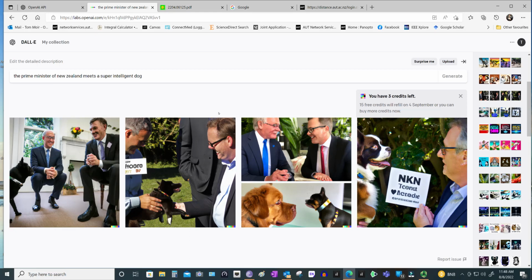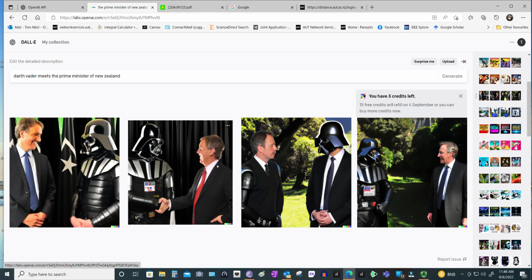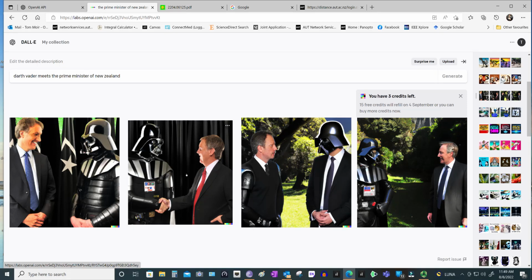Well, I don't know what to say. It's just pictures of people and dogs. I did a previous one, which you might find interesting, which was Darth Vader meets the Prime Minister of New Zealand. And you can see Darth, in his later years, presumably became a politician. He still needs his helmet on, of course, and he's meeting there with the Prime Minister of New Zealand, or somebody's supposed to be, and they're shaking hands.